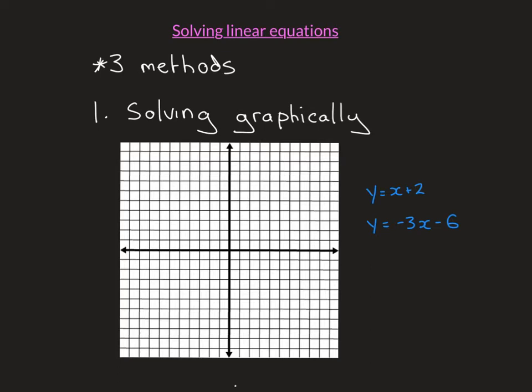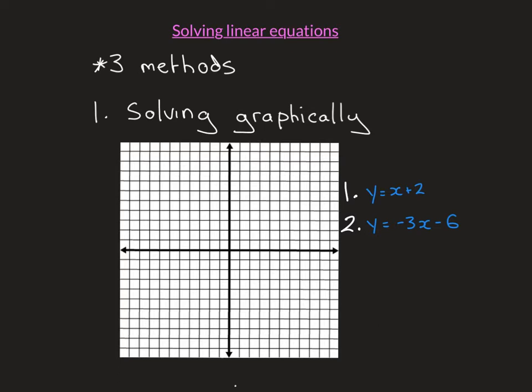Okay, so when we say we're solving a linear equation, what we're actually doing is finding the point on the coordinate plane where those two lines cross over or intersect each other. So let's look at these two equations that we've got here. We've got the first, which is y equals x plus 2, and the second equation, which is y equals minus 3x take 6.